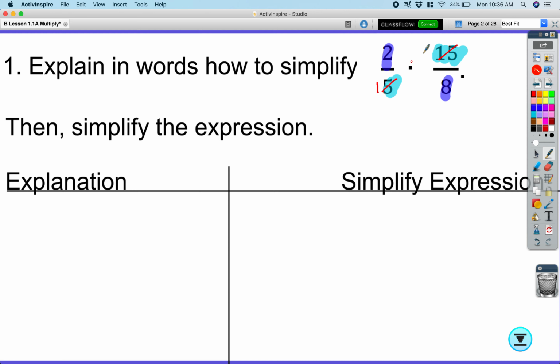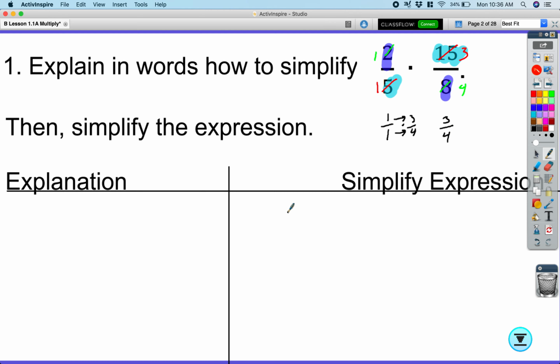So 5 divided by 5 is 1, and 15 divided by 5 is 3. Same idea here, 2 divided by 2 is 1. 8 divided by 2 is 4. So I'm basically going to have two new fractions, 1 over 1 times 3 over 4. And then all I do is multiply straight across to get 3/4.